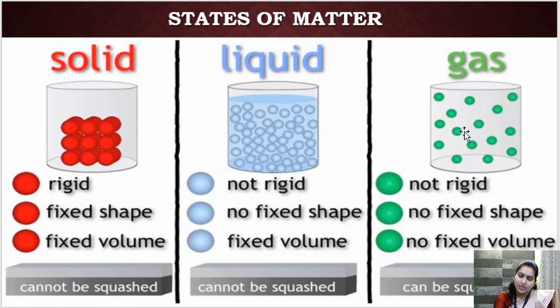Okay, we'll study the chapter as it is written. First, I am just introducing you to the properties. So these are the states of matter: solid, liquid and gas. Solid is hard and it has a fixed shape and fixed volume. Liquid is not hard, but it has a fixed volume and it does not have a fixed shape.